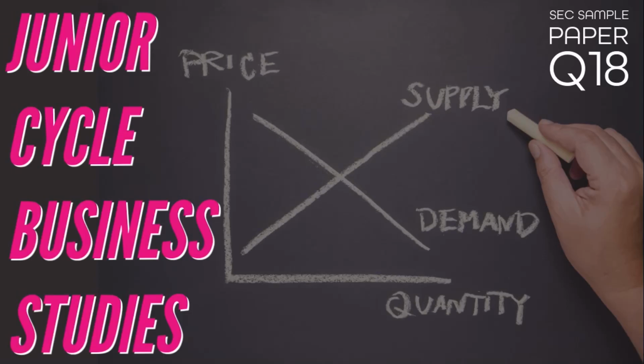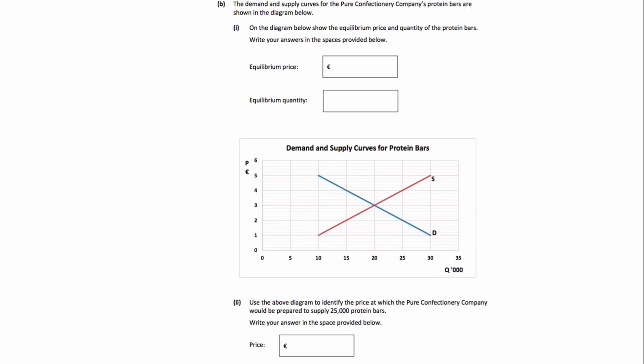In this video, we'll take a look at the SEC sample paper question 18, which contained a supply and demand curve. So let's take a look at part B of the question, which had the supply and demand curve in it. The demand and supply curves for the pure confectionery company's protein bars are shown in the diagram below. Number 1, on the diagram below, show the equilibrium price and quantity of the protein bars. Write your answers in the spaces provided below.